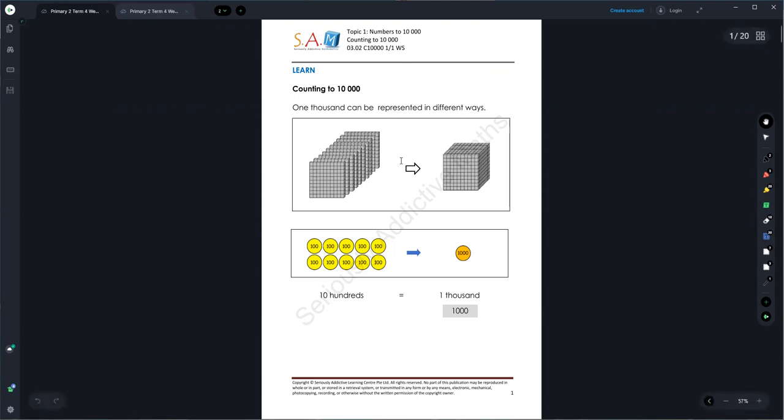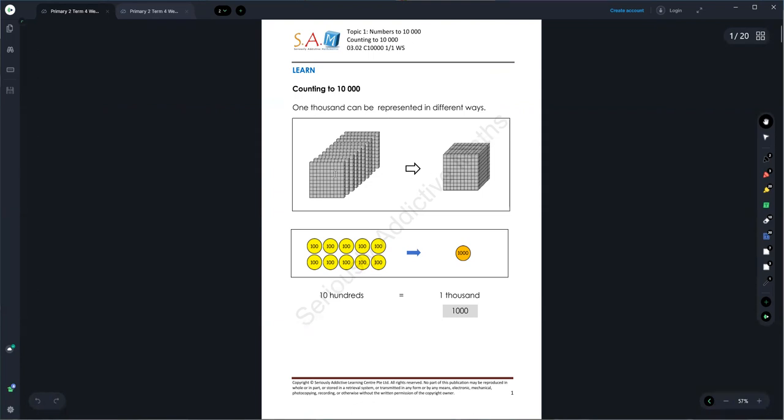So now let's see. This week we're officially starting the P2s with primary 3 content, and we're going to be beginning with counting to 10,000. This should be relatively easy, but it's always good to go through what 10,000 looks like by first of all thinking about what 1,000 looks like.